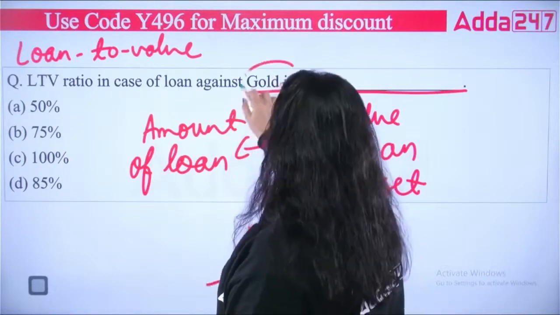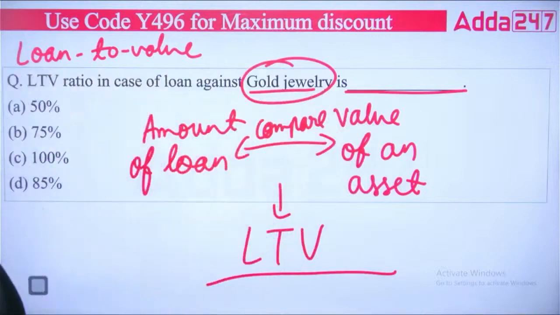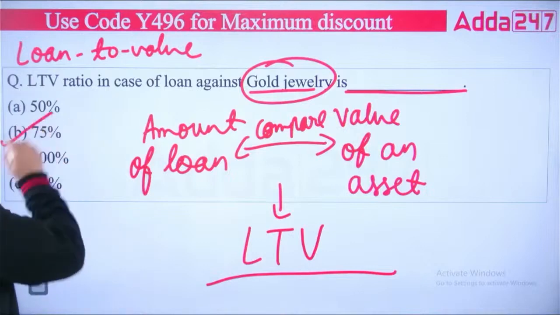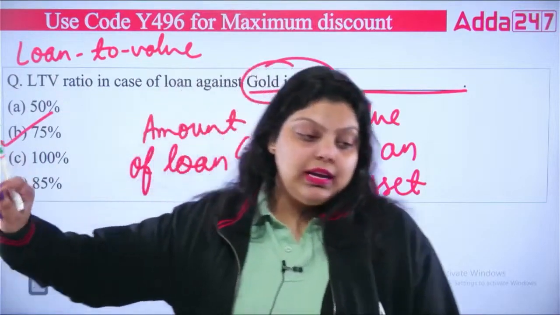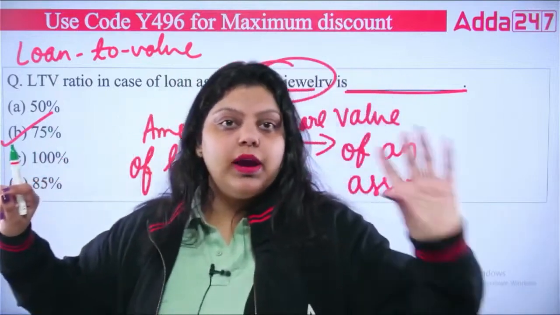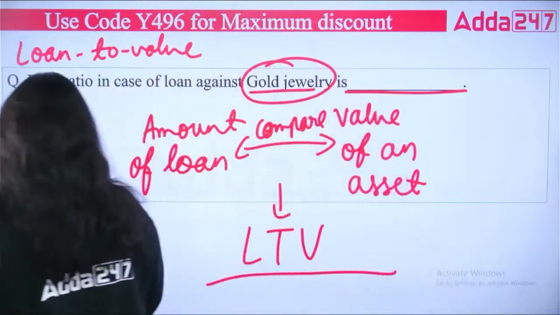And in the case of gold jewelry, what should be the loan to value of your loan? 50%, 75%, 100%, 85%. So the right answer is 75%. Your loan to value ratio should be 75% if the bank is providing, or if you are taking, a loan on gold jewelry. Okay, so the right answer will be B.